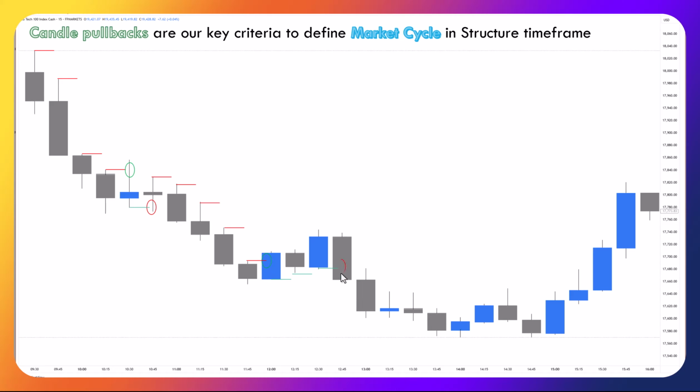So here we have the break of this candle. Now it is time to compare highs of these candles. Okay, it continues till here. Now high of the candle is broken.